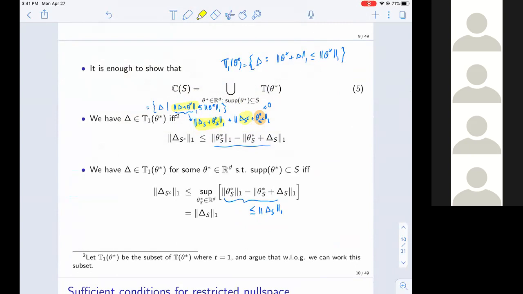The key is that the theta star of S complement is zero. And so if you rearrange this inequality, you get this. Okay, so you do rearrange, basically this one goes this side and this guy is moved to the other side. And so it's not hard to see that this is true. And then you use the triangle inequality. This is going to be bounded by delta S1. Okay, so this shows that the delta that was in that tangent cone is in the C cone.